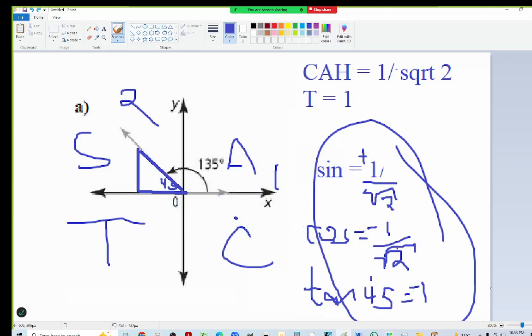Do you know what I'm talking about? Yeah, okay, that makes sense. You have to figure out how this 45 triangle fits into these quadrants and what actual angle we're talking about.